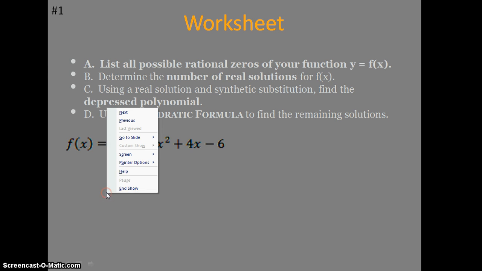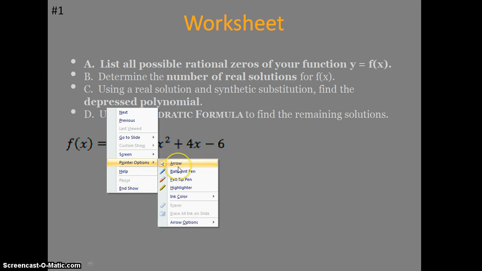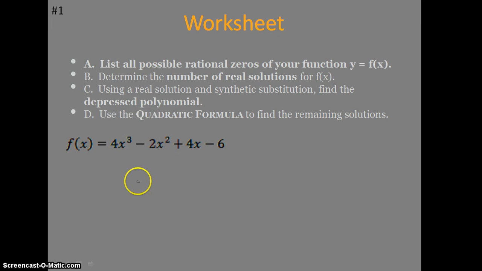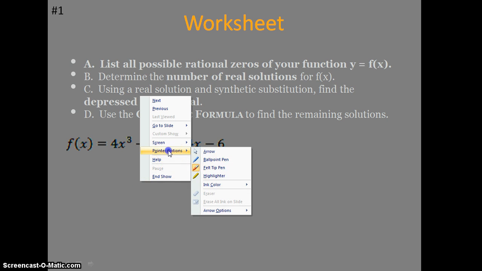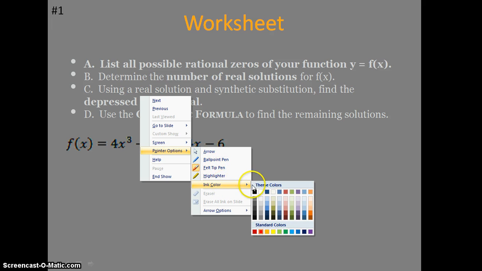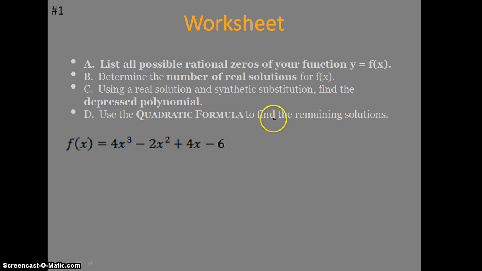So we should remember that we learned about the p value and the q value. And so in order to do this, we should be thinking of the factors of 6, which are going to be plus and minus 1, plus and minus 2, plus and minus 3, and plus and minus 6. And also the factors of q, which is the leading coefficient of the polynomial, which would be plus and minus 1, plus and minus 2, and plus and minus 4.